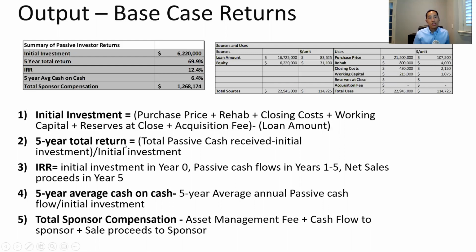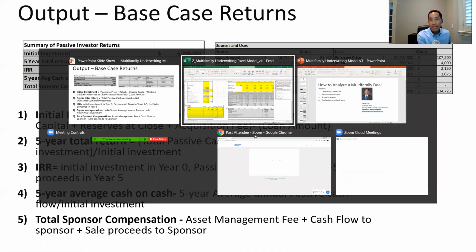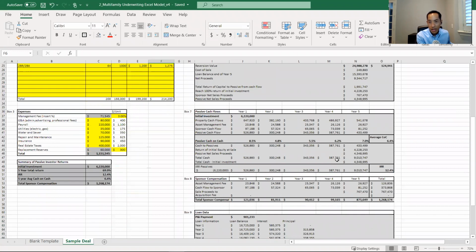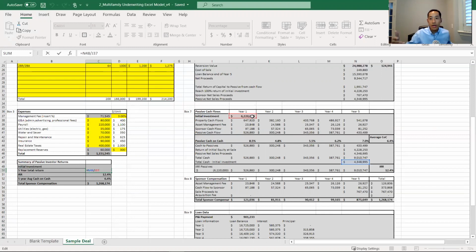Number two, 5-year total return. So this is going to be your total passive cash received minus the initial investment, right? So I got to give you the initial money that you gave me back and divide that by the initial investment. So let's go back to the model. I want to show you where this is coming in. So we go here, 5-year total return. And you can see that it's taking your total cash minus your initial investment, so 4.3 million in this particular example, divided by that 6.2, and that's your total return. So that's the cash over and above your initial investment that you receive over the 5 years.